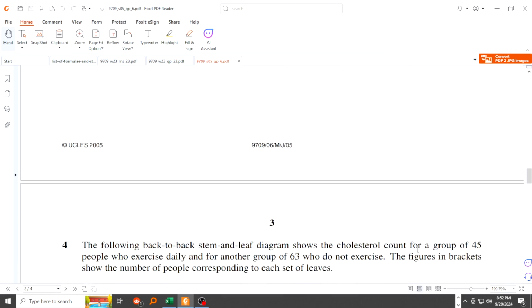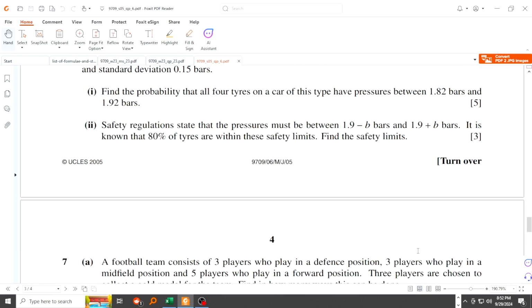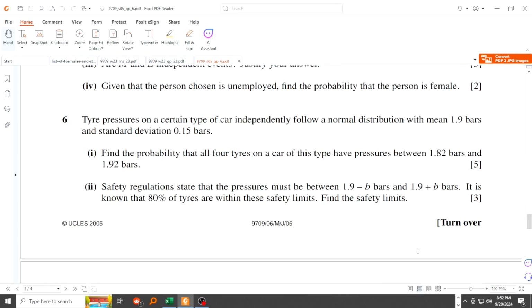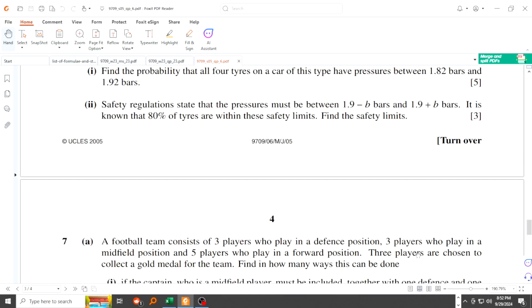Now, our question of interest is question 6, which reads: Tire pressures on a certain type of car independently follow a normal distribution with mean 1.9 bars and standard deviation 0.15 bars. Find the probability that all four tires on a car of this type have pressures between 1.82 bars and 1.92 bars. 5 marks. Safety regulations state that the pressures must be between 1.9 minus B bars and 1.9 plus B bars. It is known that 80% of tires are within these safety limits. Find the safety limits.